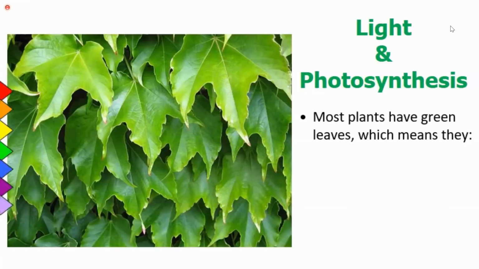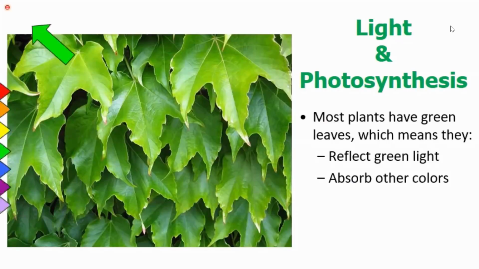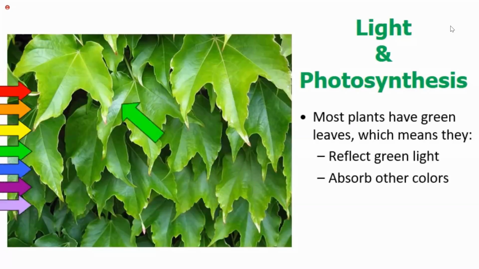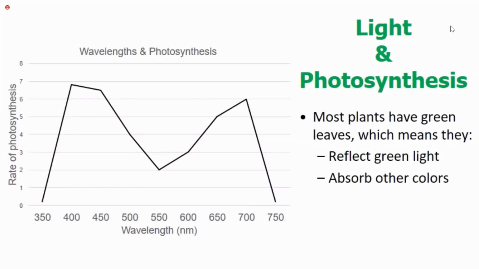So when we relate this to photosynthesis, plants have mostly green leaves, which means that they're going to reflect the green wavelength, but the other colors are absorbed into the leaves and are going to be powering photosynthesis. In this graph, you can see, for instance, the visible light wavelengths, 352 to 750, this graph shows the wavelengths of light that most power photosynthesis.